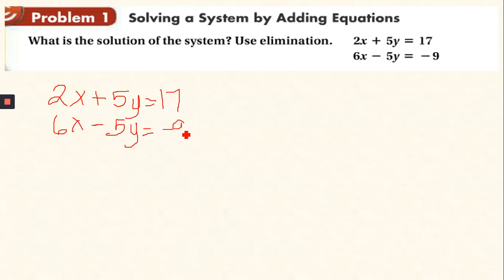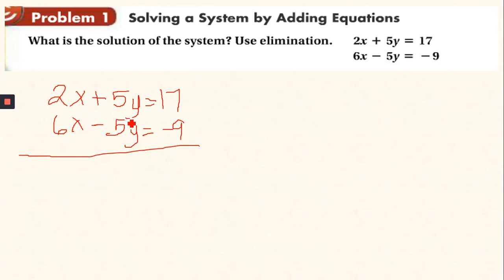Try to observe. The first equation is 2x plus 5y equals 17. And the second one is 6x minus 5y equals negative 9. If we are going to eliminate x, what is the coefficient of x here? It is positive 2. How about here? It is positive 6. Is 6 the opposite of 2? No.